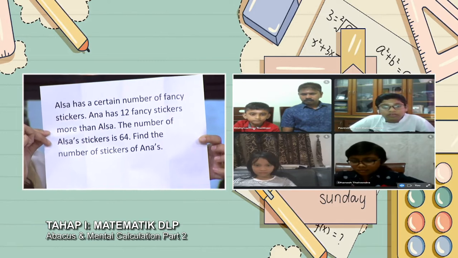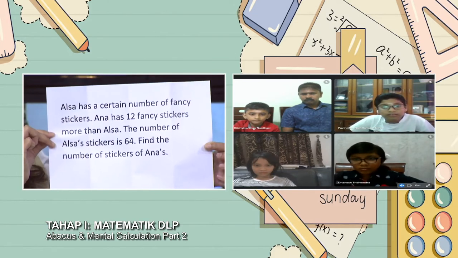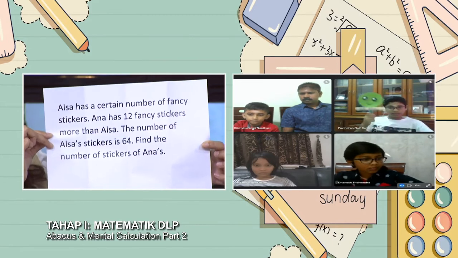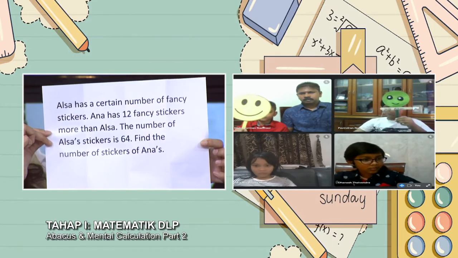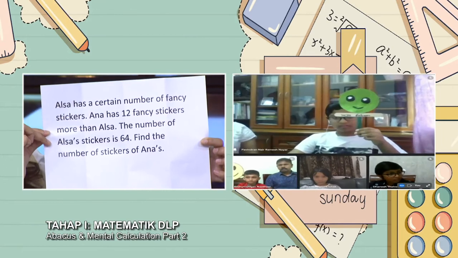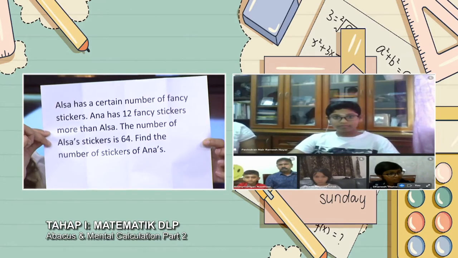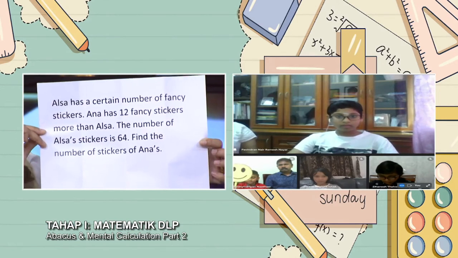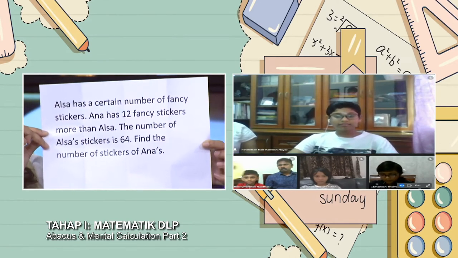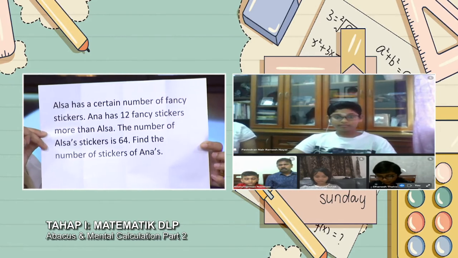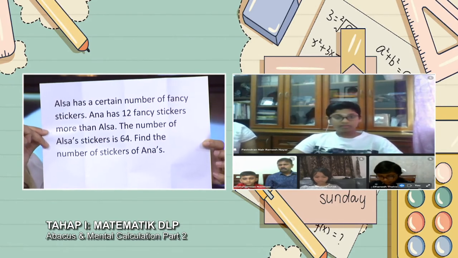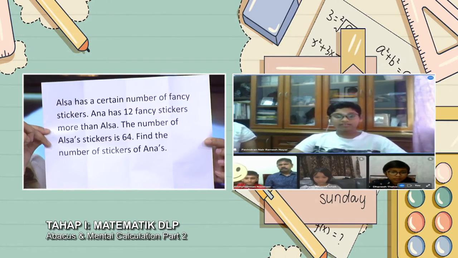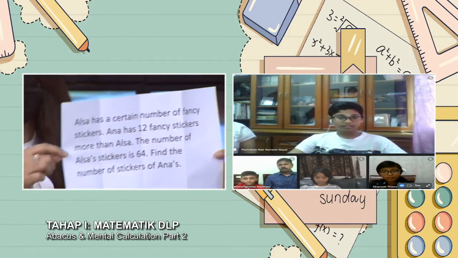So, what are you going to do here to find Anna's? Anyone can tell me? I think Pavi wants to answer. Don't give the answer yet. What must you do here? What's the step? Find the number of Anna's stickers. We must plus, teacher. Yes, you're right. Plus 64 plus with 12, right? So the answer, kids? 76, teacher. Yes, they are right. Brilliant.